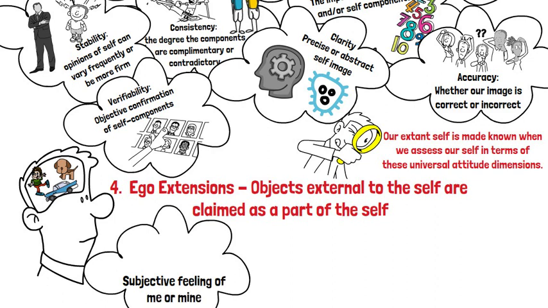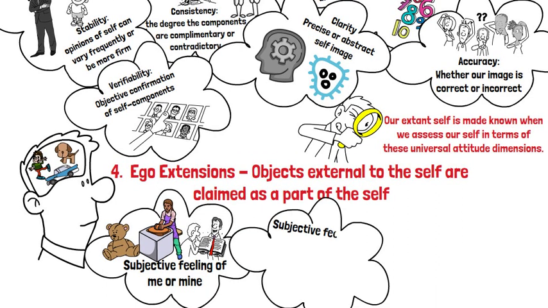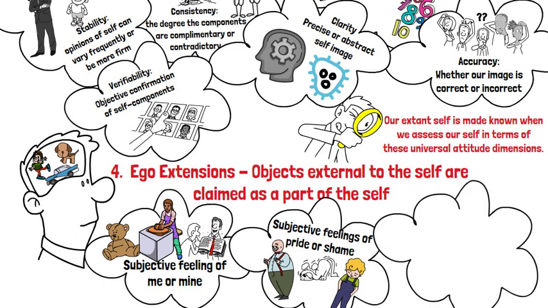We can identify objects that have become ego extensions by our subjective feelings of me or mine: my car, my child, my dog. We will also experience feelings of pride or shame. My child is on the honor roll at XYZ, or my dog ate my homework. And finally, we have introjection, or that feeling of oneness with the object.